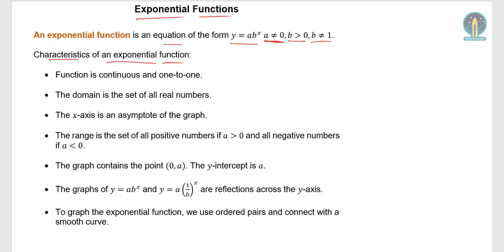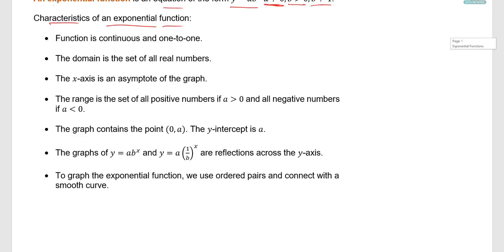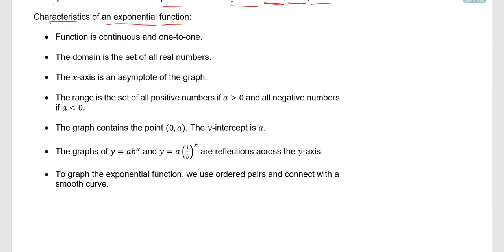Characteristics of an exponential function include the following. The function has to be continuous and one-to-one. One-to-one meaning every one value for x produces one value for y. Okay? That's one-to-one.